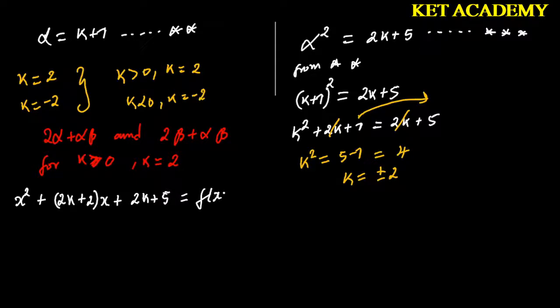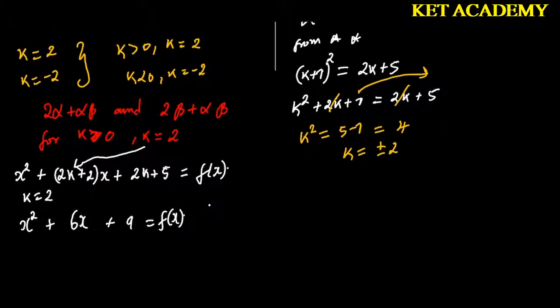Let's call it f of x. Now if we substitute k equal to 2, anywhere we see k we replace it with 2. So it will be 4 plus 2, which will be 6x. Now 2 times 2 will be 4, plus 5, so plus 4 plus 5 will be 9. So this will be equal to our f of x.